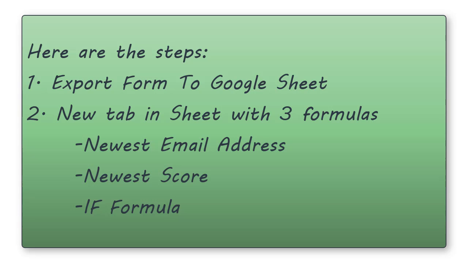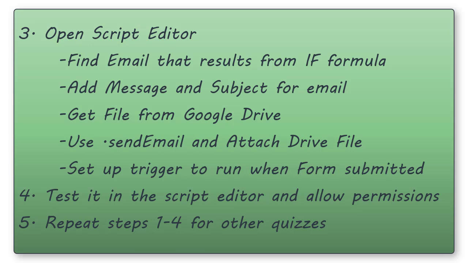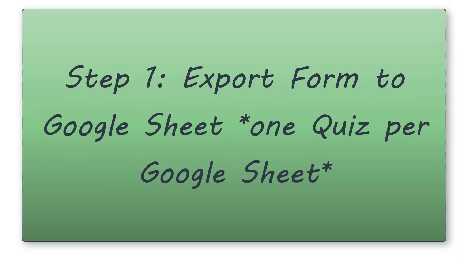So here are our steps. We need to export the form to a Google Sheet. Then we need to create a new tab in the Google Sheet with 3 formulas. We'll break those down in a little bit. Then we need to go into the script editor in the Google Sheet, and we have to do a couple of mini steps in the script editor. Don't worry, I'm going to give you the actual script so you can just copy and paste the whole thing in there. There are only a couple of little things that you would have to change. Then you can test the script, make sure it works, and that you receive the emails after somebody completes the form, and then you can just repeat as many times as you want for however many quizzes.